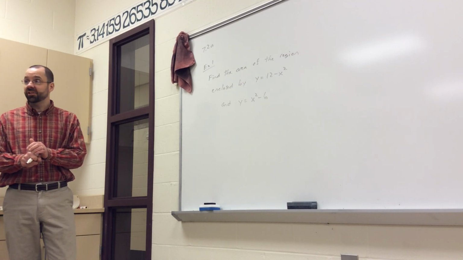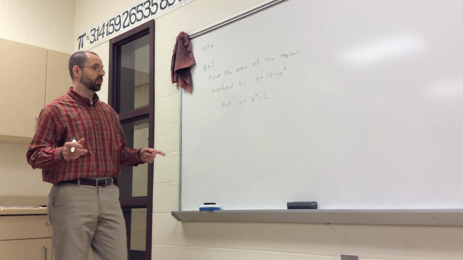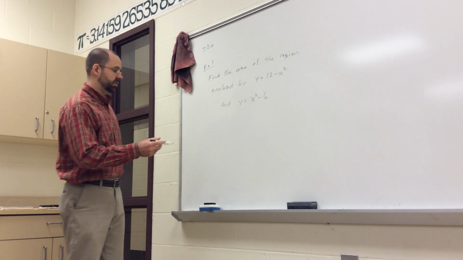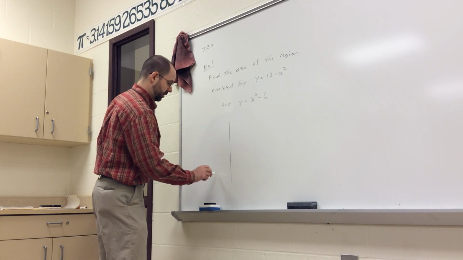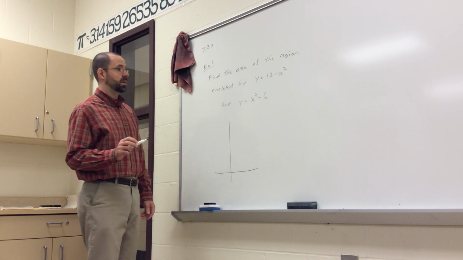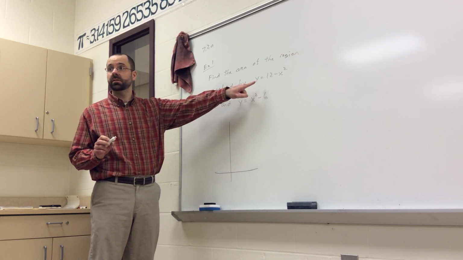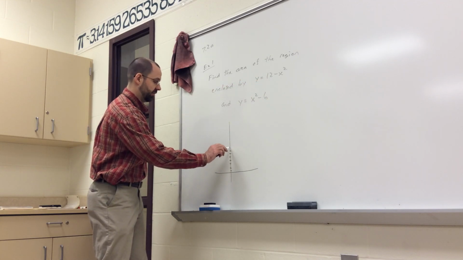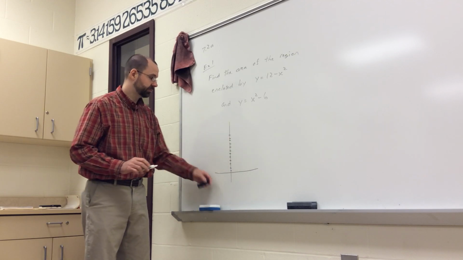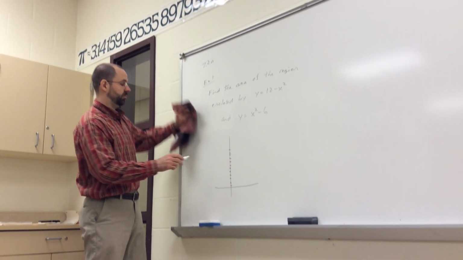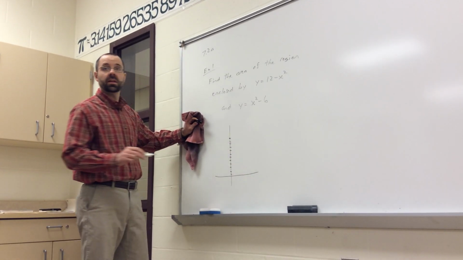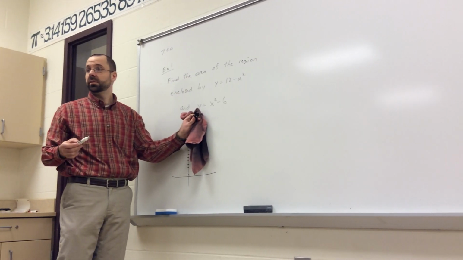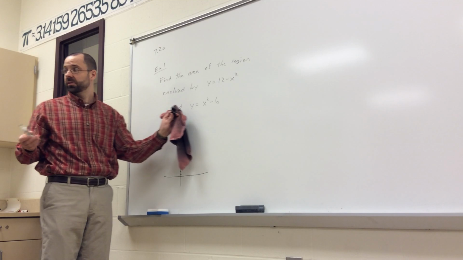Okay, so this is a non-calculator problem. So that means we need to graph these curves without a calculator. So this is a parabola, right? It starts at 12. 1, 2, 3, 4, 5, 6, 7, 8, 9, 10, 11, 12. And then is this a right side up parabola or an upside down parabola? Upside down, right, because of the negative x squared.